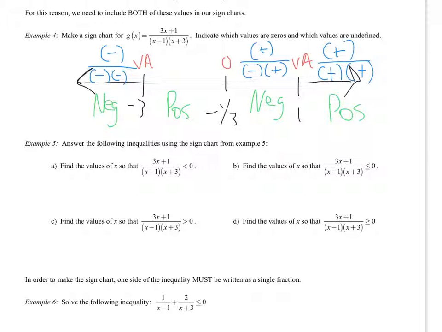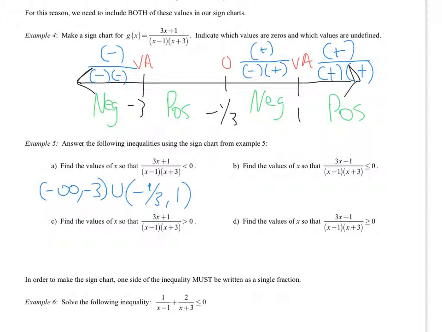So first they're asking, where is this overall idea going to be less than 0? That means where is it negative? So if we look at our sign chart, it tells us it's negative from -infinity all the way to -3. Now I'm not going to include the -3 because the function doesn't exist there. Okay, and then it's also negative starting at -1/3 all the way to 1. So that would be my answer for that.